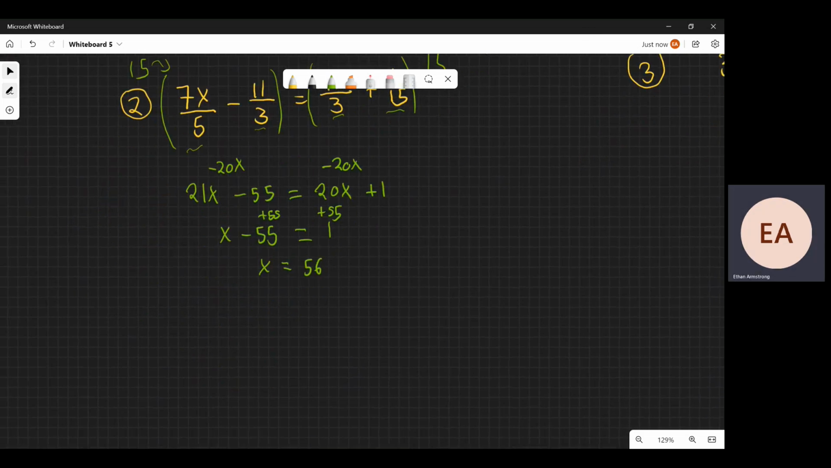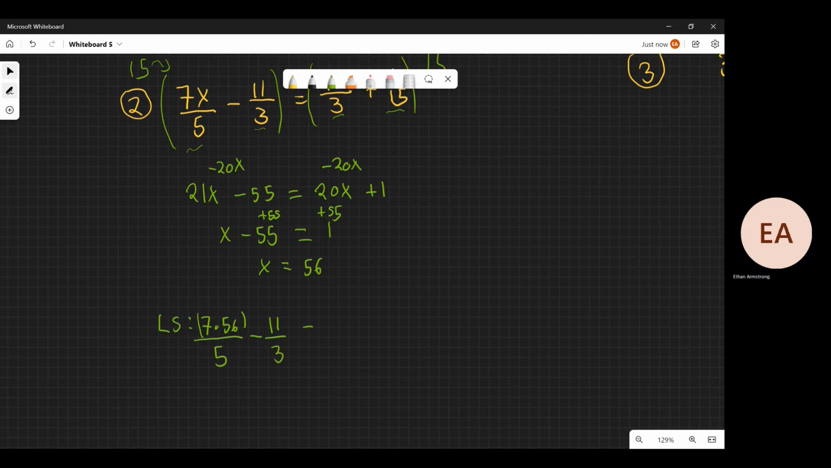I'm going to do the same thing. Let's do a quick left side and right side check. So we have 7 times 56 over 5 minus 11 over 3, and see what that equals.